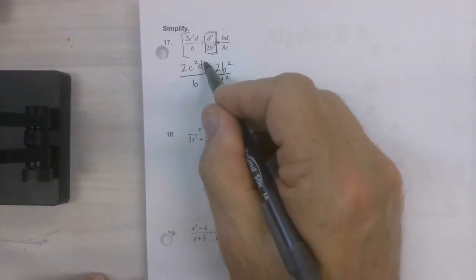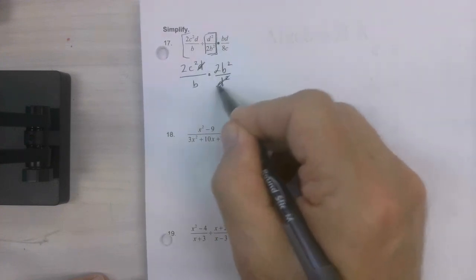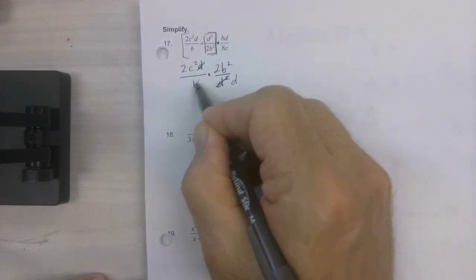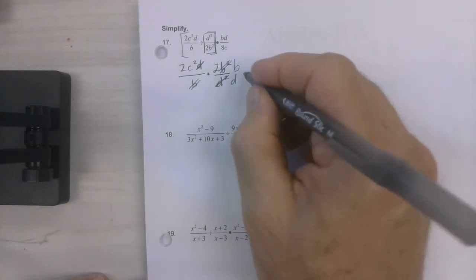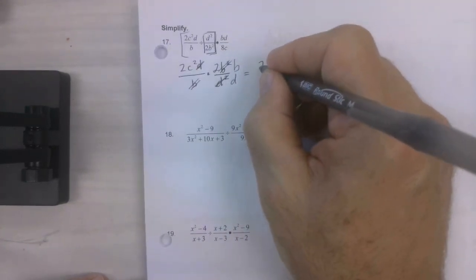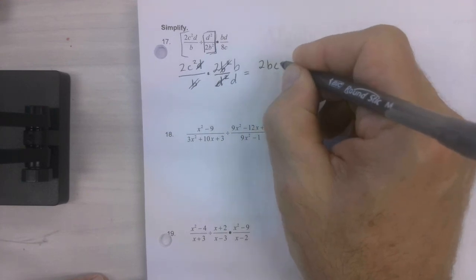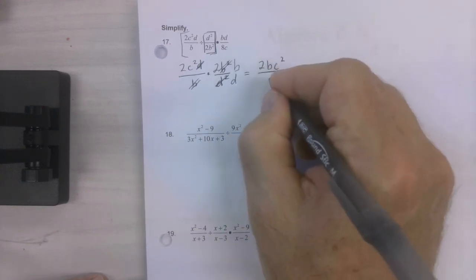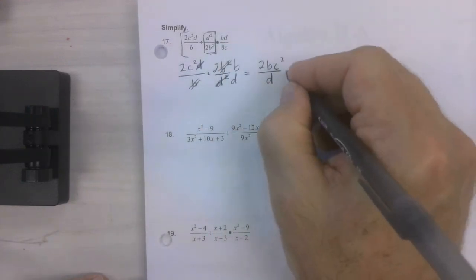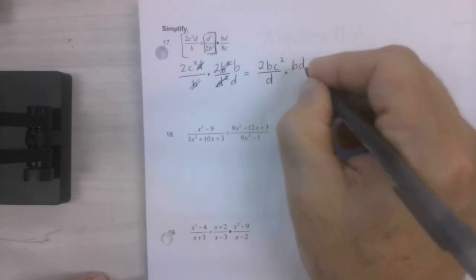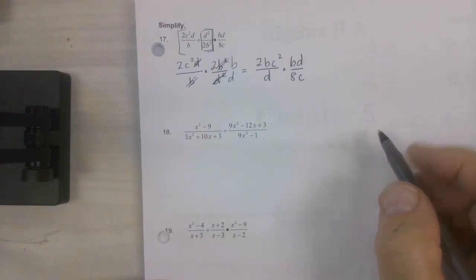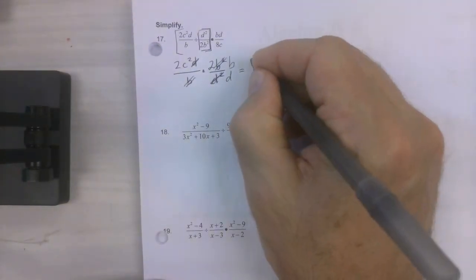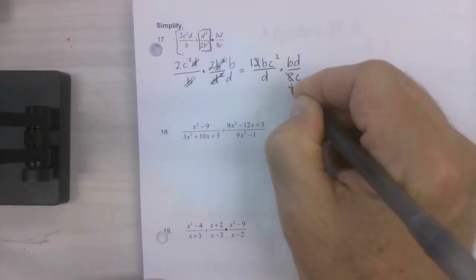So I see that there's 1d up here and 2d's down here, so I'm left with 1 down. 1b there, 2b's there, so one of those up. And now I'm going to swoosh, put things in alphabetical order, so bc squared all over d. Now that's times bd all over 8c. Here's your classic cross-reduce swoosh. 2 goes into 2 once, 2 goes into 8 4 times.